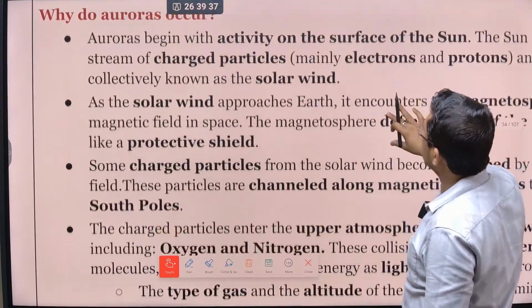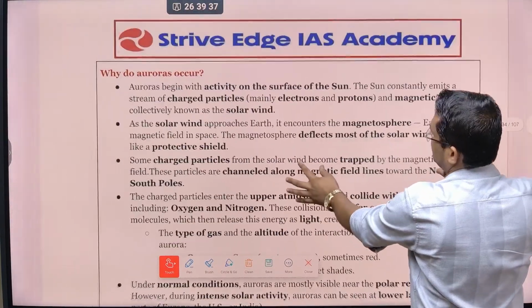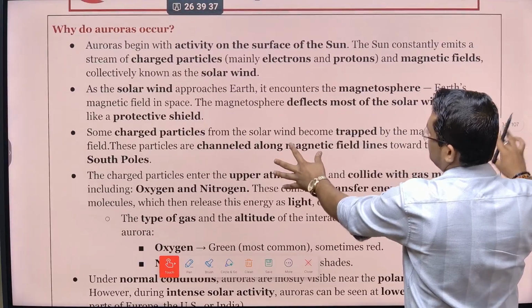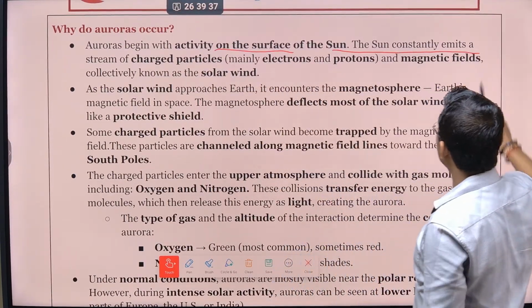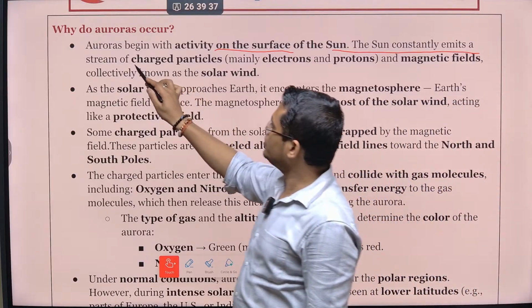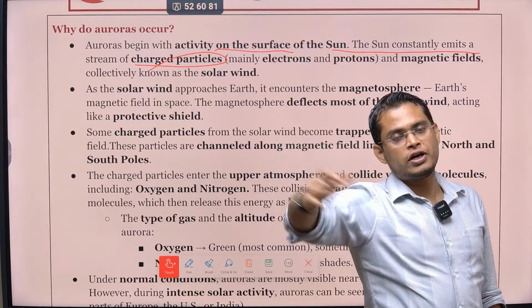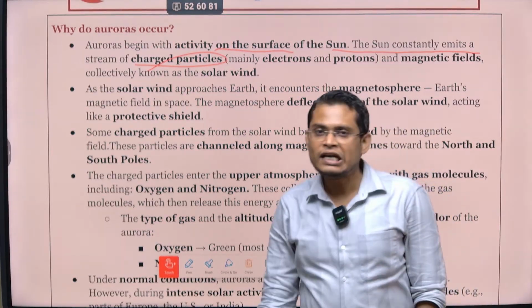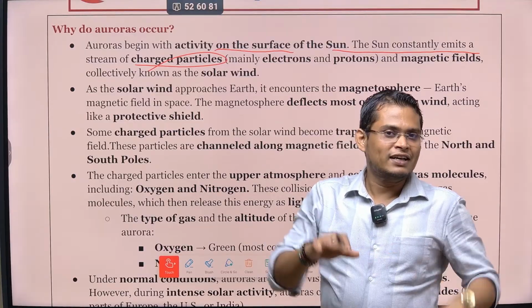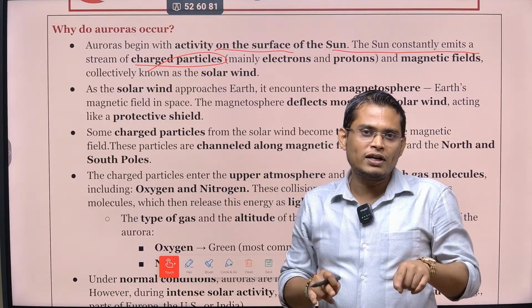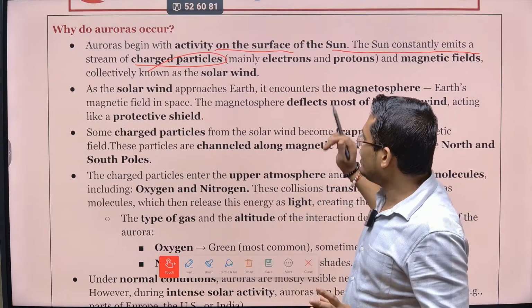Okay, aurora begins with activity on the surface of the Sun. The Sun constantly emits charged particles. The Sun is always emitting not only light but also charged particles constantly in all directions, and some of them come towards Earth and interact with the Earth's magnetic field. The field is quite strong in most directions, so they cannot come inside, but in the pole regions it is quite weak, so they try to enter there.